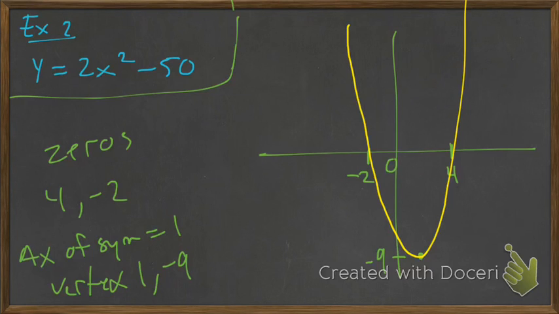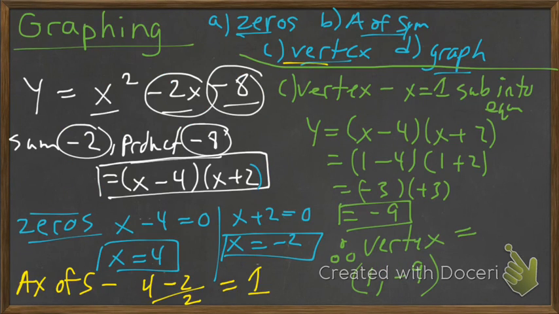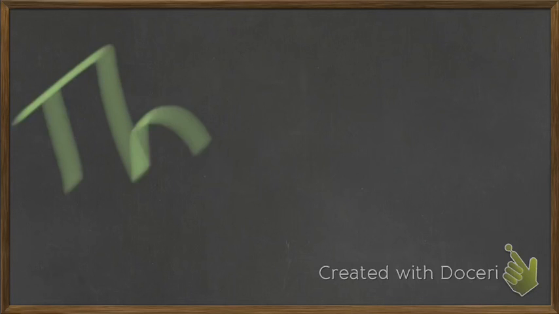Again, since we're at 21 minutes, we're going to have people try this one on their own. Try this. Okay. Follow these same steps. Factor it out first. Find your zeros, your axis of symmetry, your vertex, and then draw the graph. Green highlighter looks pretty cool to me.